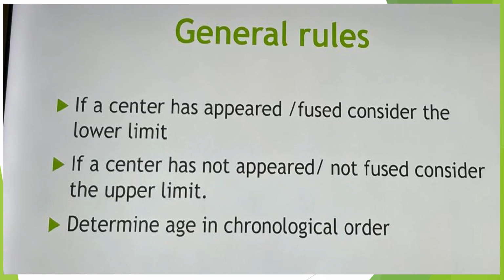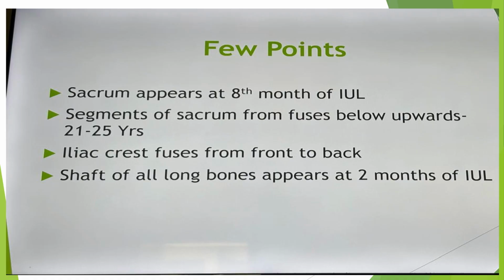Let's revise it. If a center has appeared and fused, consider the lower limit. If the center has not appeared and not fused, consider the upper limit and determine the age in chronological order. A few points here we'll see. Sacrum appears at 8 months of intrauterine life, and the segments of the sacrum fuse from below upwards, that is 21 to 25 years. Iliac crest fuses from front to back, and shaft of all the bones appears at 2 months of intrauterine life.